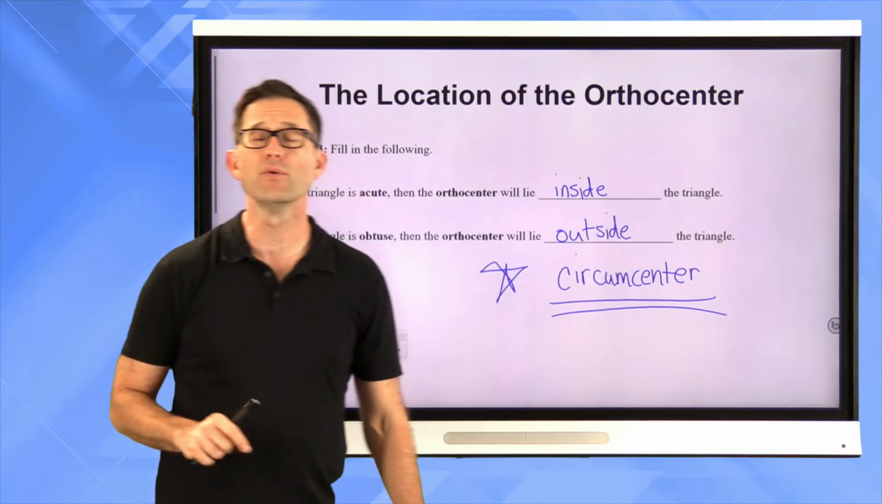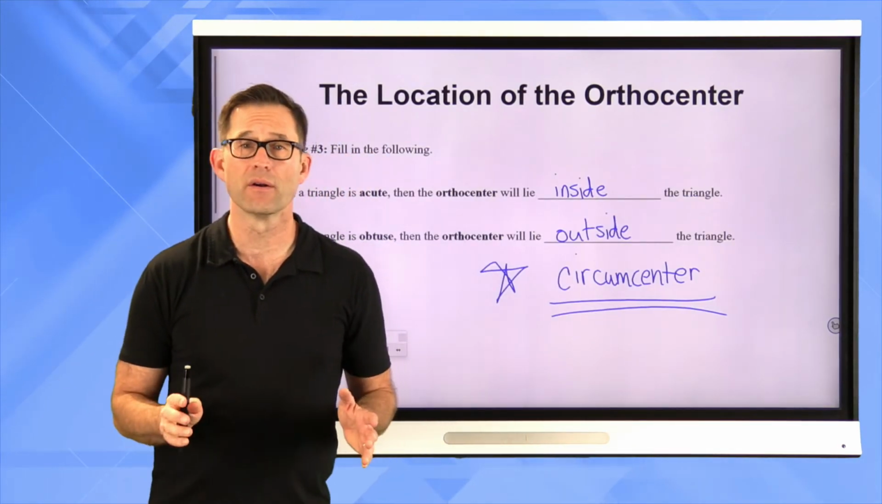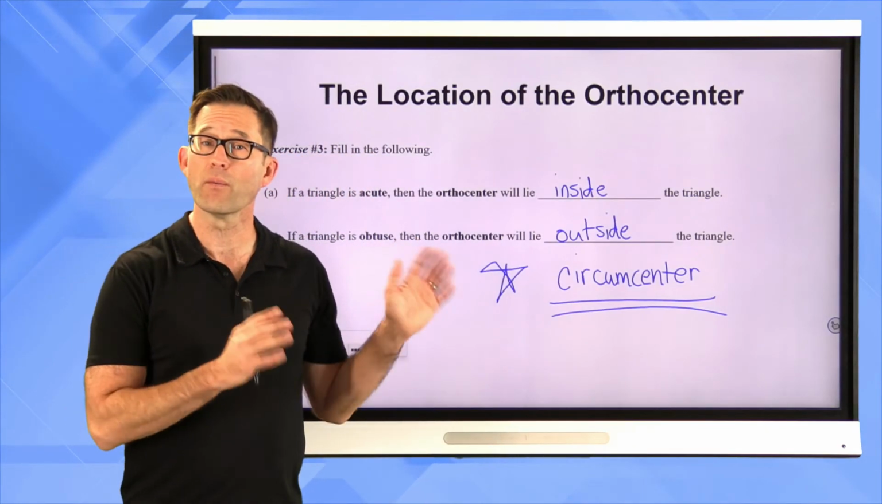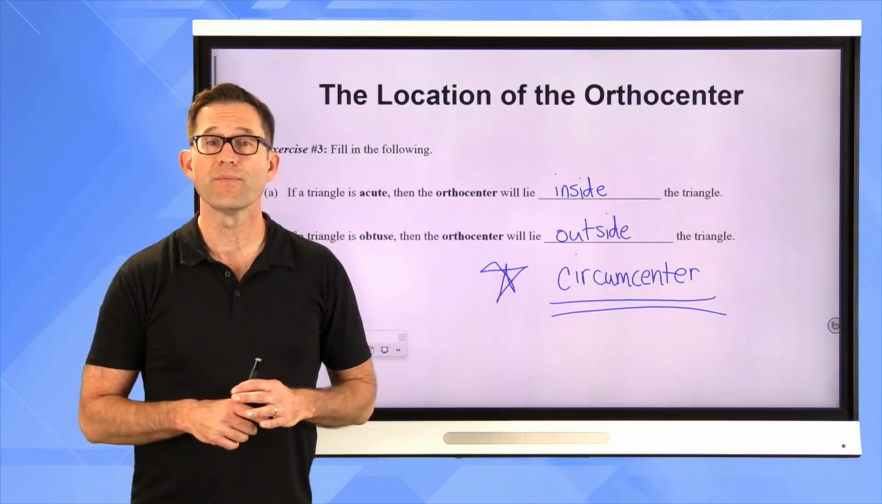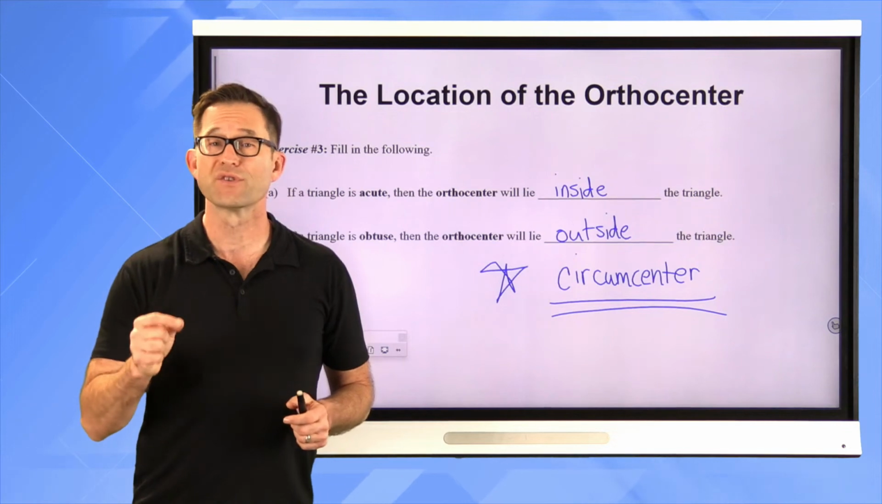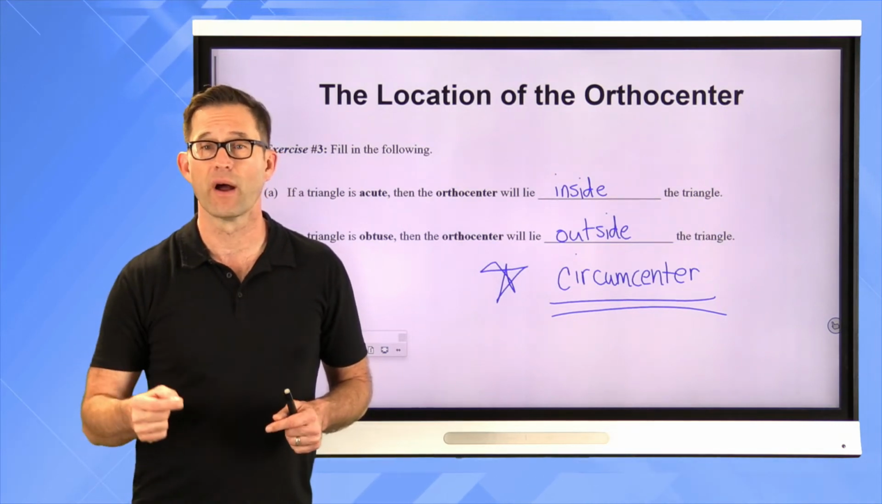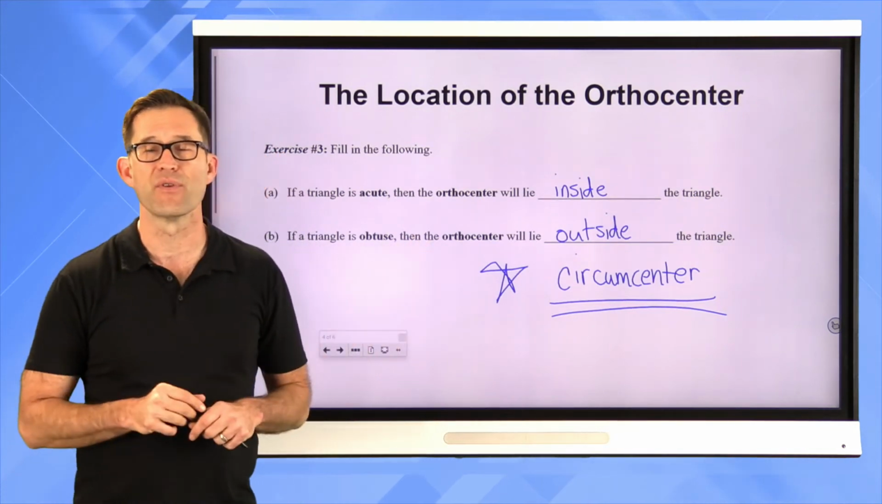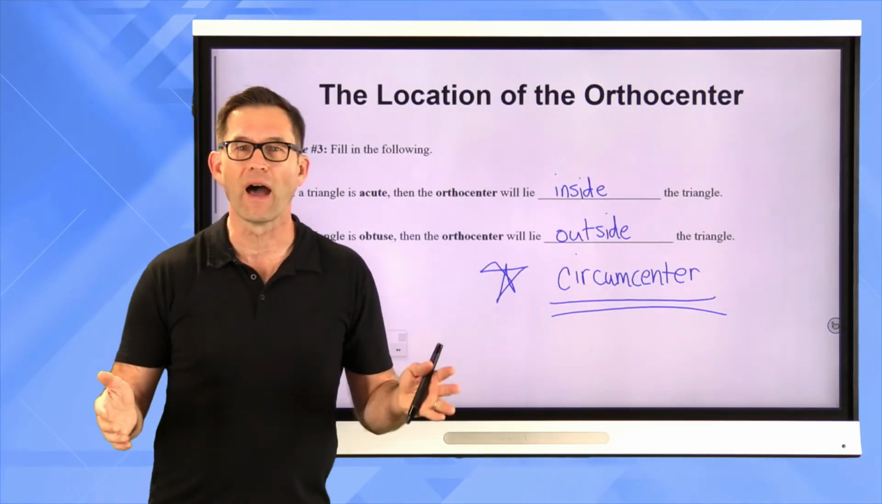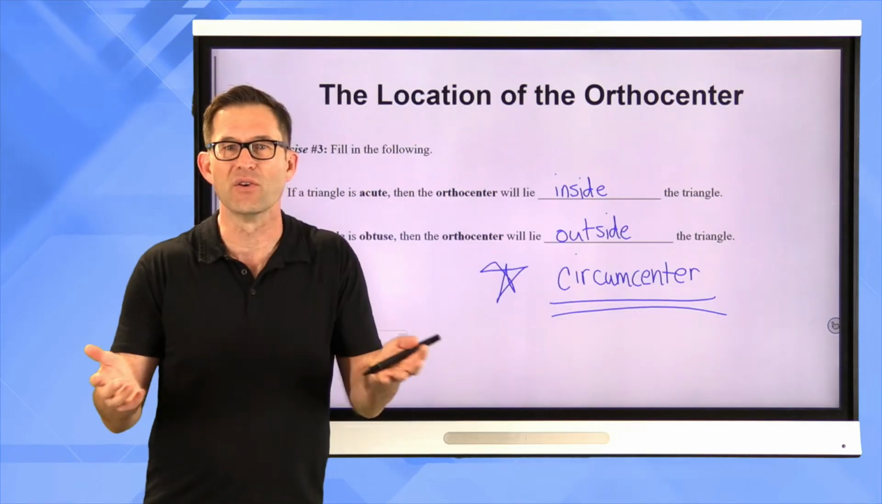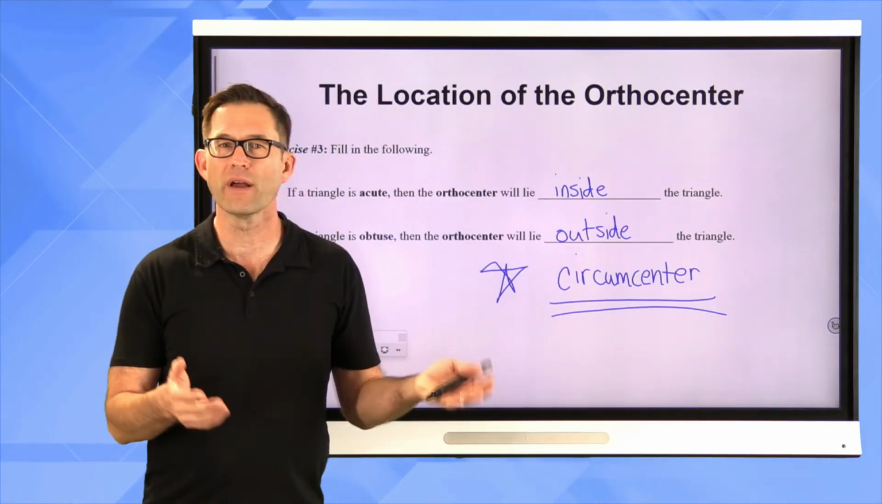So if you go back and you look at our work with the circumcenter, what we found was that when we had an acute triangle, the circumcenter lied inside the triangle, and when we had an obtuse triangle, the circumcenter lied outside of the triangle. It's exactly the same thing with the orthocenter. Now, that does leave one type of triangle still to be talked about, which is a right triangle.